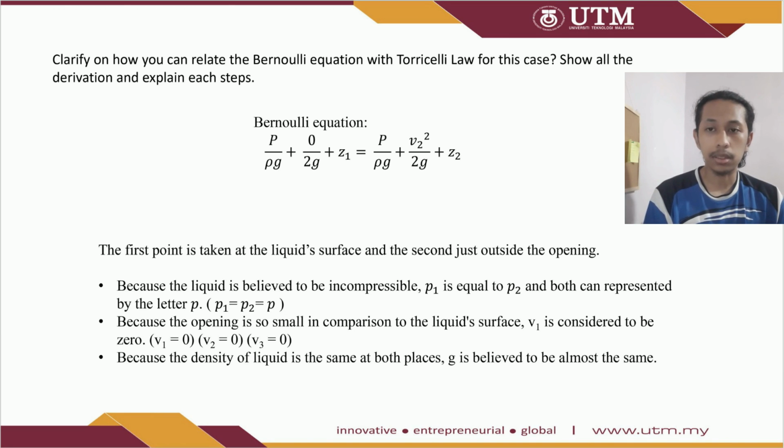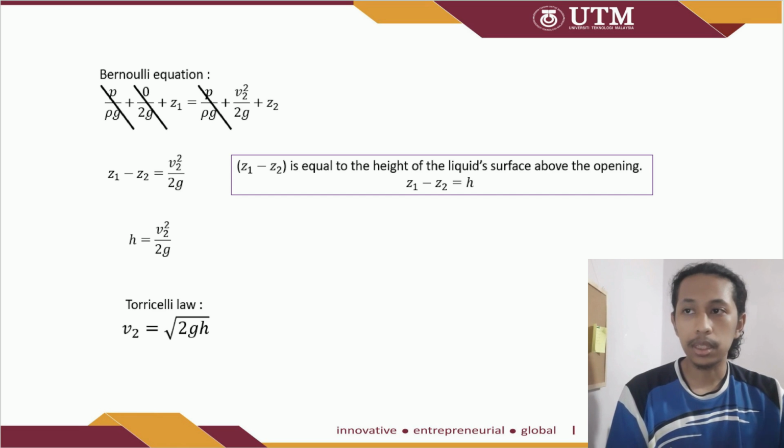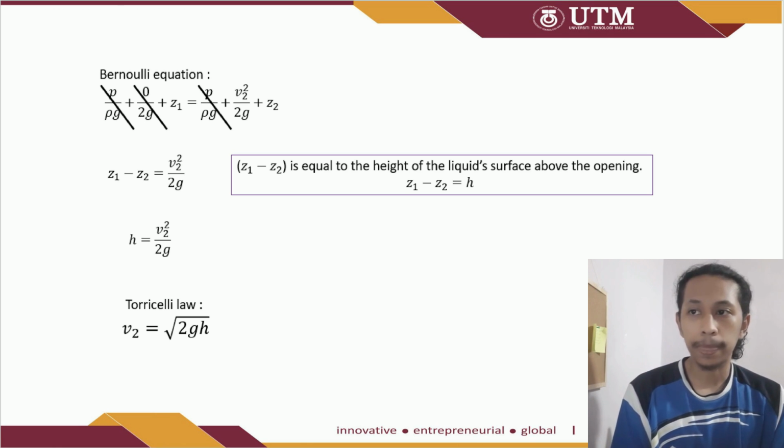Also, because the opening is really small in comparison to the liquid surface, V1 is considered to be 0. And because the density of liquid is the same at both places, g is almost the same. As you can see in the Bernoulli equation, what we are left with is Z1 minus Z2, which is equal to the height of the liquid surface above the opening. We know that h is V2 squared over 2g, and we get Torricelli's law: V2 equals the square root of 2gh.